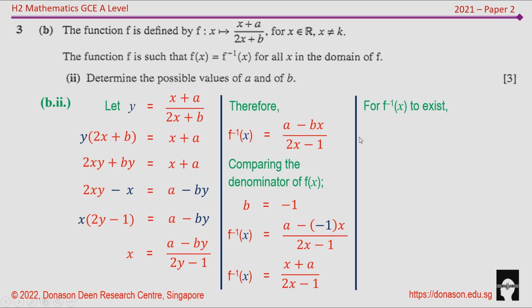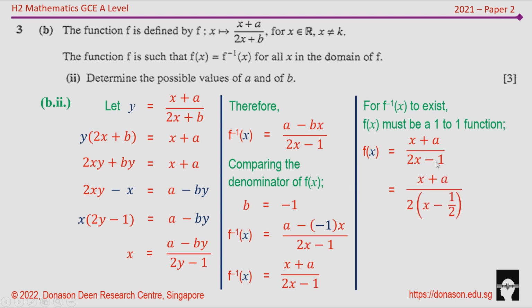Another important piece of information is that if you want to have the inverse function, for f inverse x to exist, it is important that it must be a one-to-one function. Function x must be a one-to-one function. Then only f inverse x can exist. So we know that fx is equal to x plus a over 2x minus 1.